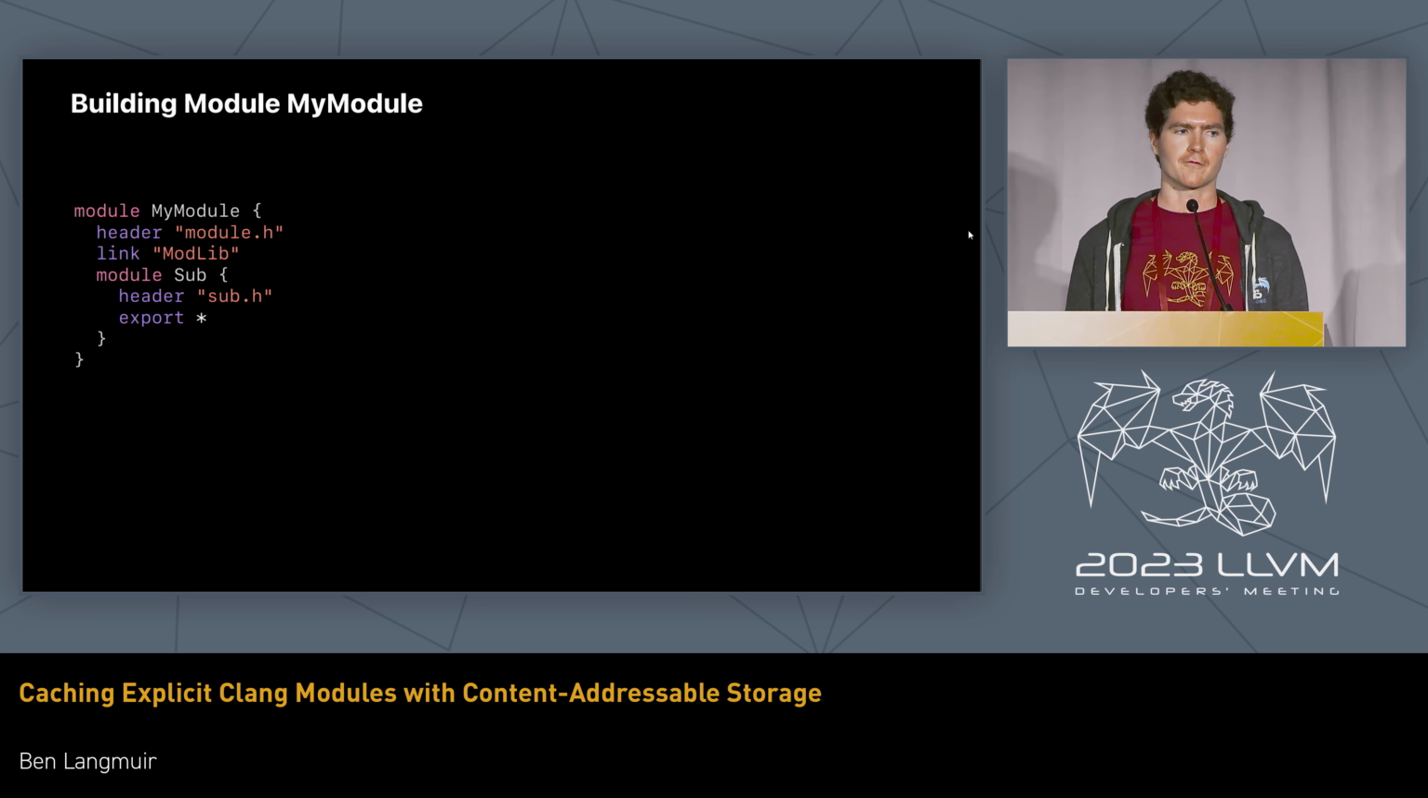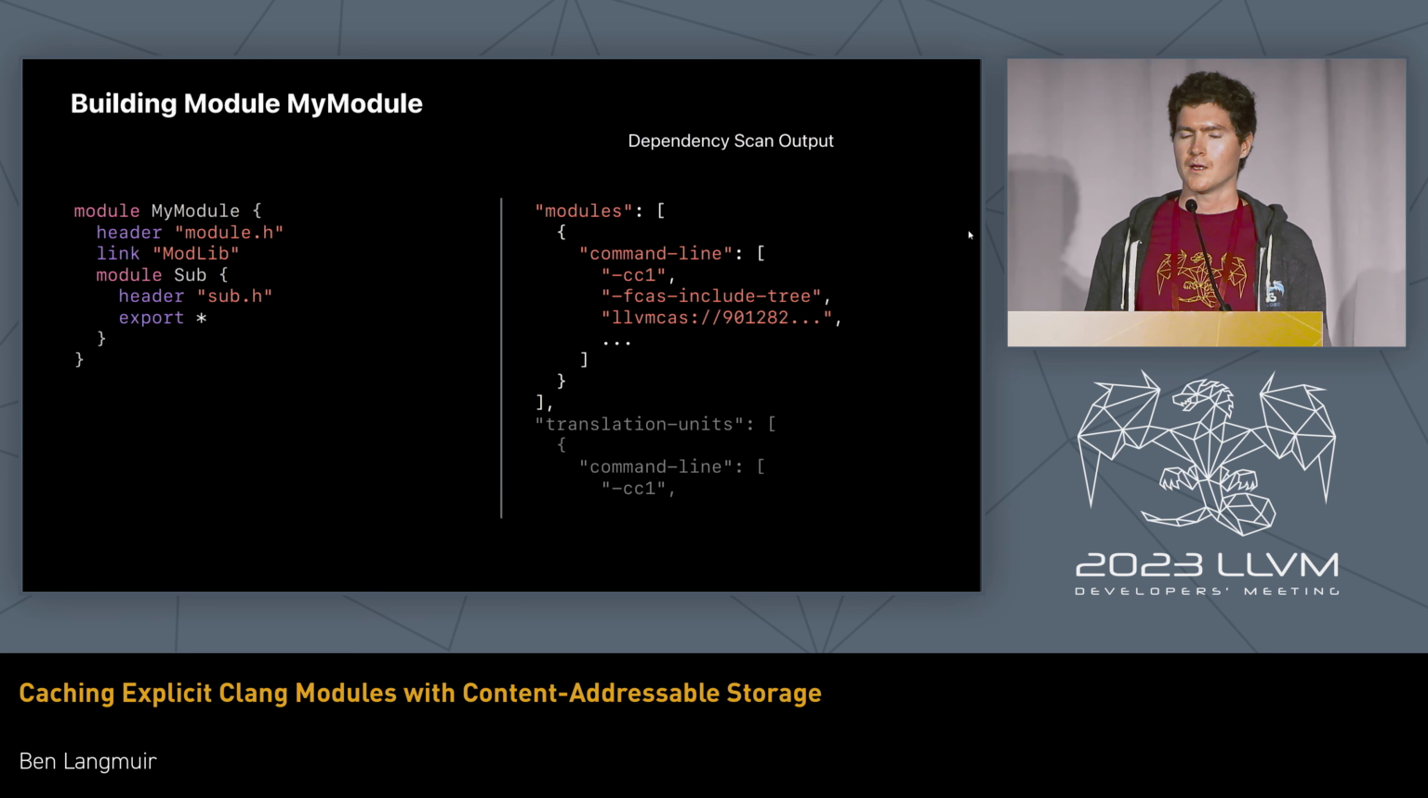The main file for a Clang module can be thought of as the module map file. Now, this would be a bit different for a C++ module or header unit. Again, our dependency scanner output has a representation for this module, including the command line we're going to use to build it. And again, it has an include tree.